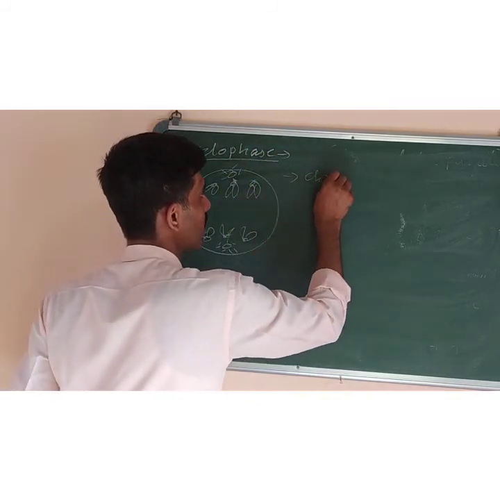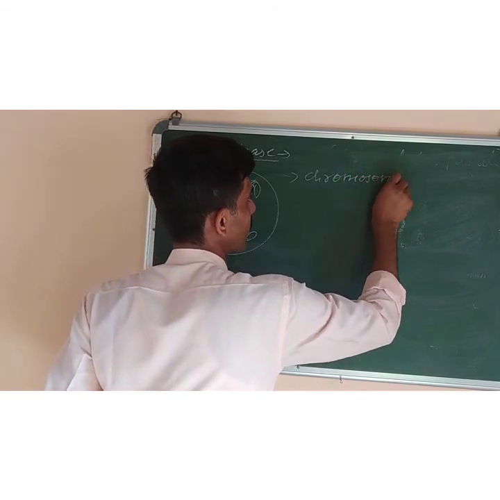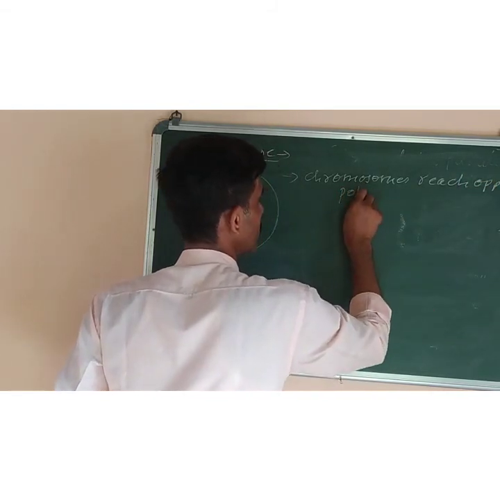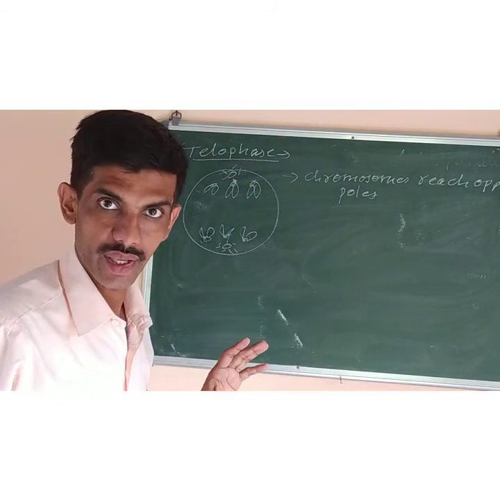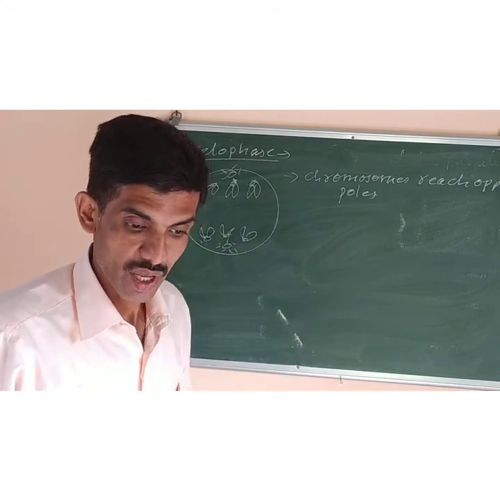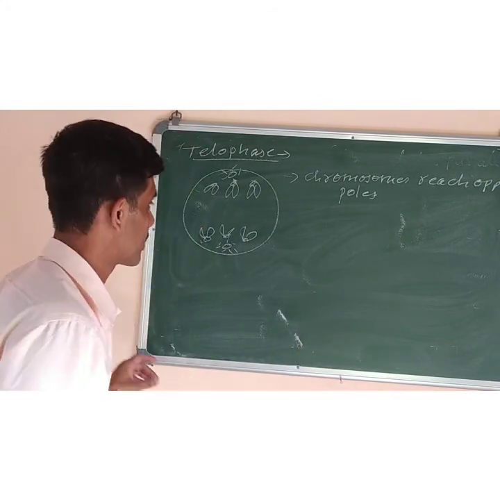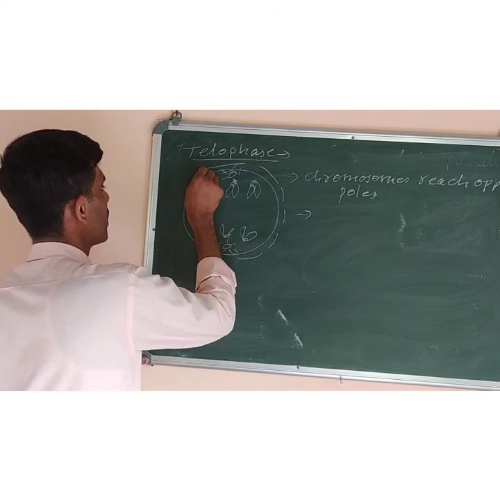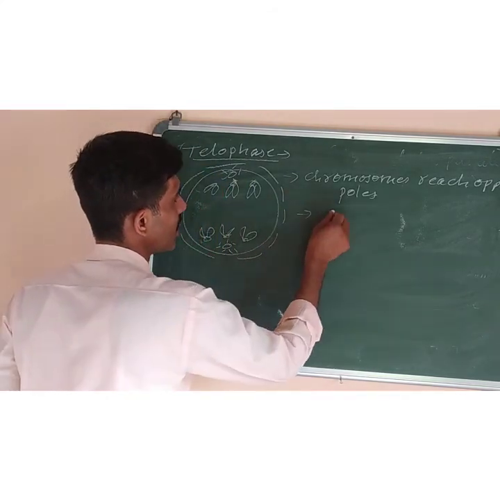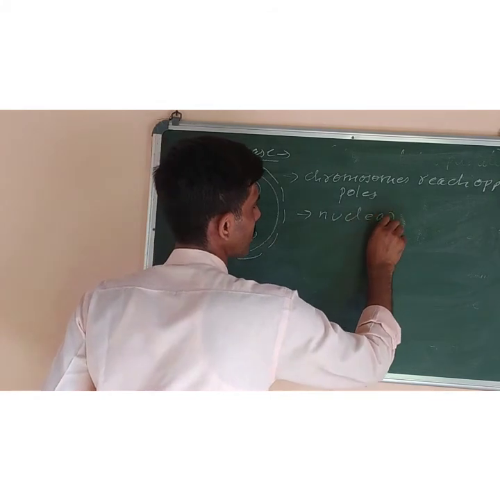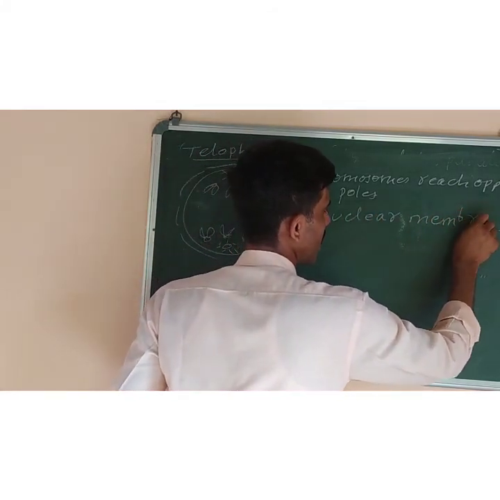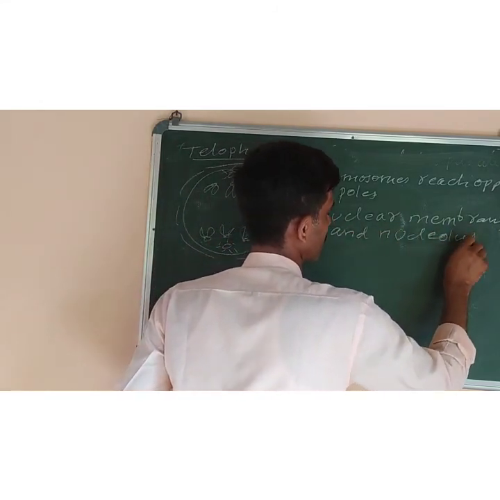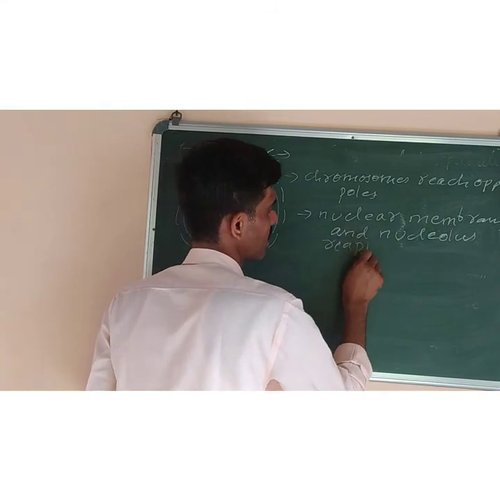So one point you can write: chromosomes reach opposite poles. They have reached the opposite poles already in the telophase stage. And the second event: a new nuclear membrane reforms. Already I had said the nuclear membrane is reformed, but in that previous diagram I had drawn, it was not clear. Okay, so the nuclear membrane and nucleolus reappear.